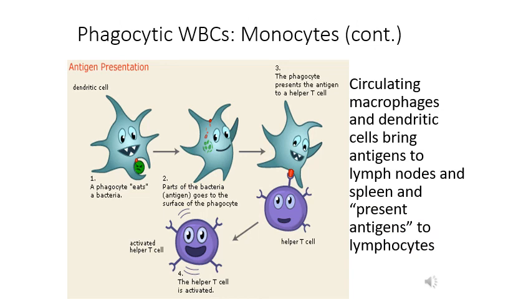I like how this picture shows you that the phagocytes eat the bacteria, but parts of the bacteria, the antigen, go to the surface of that phagocyte, and the phagocyte then presents that antigen to the T cell, because we want the memory to be happening. That's how they will activate and bring in that third line of defense, where we'll have some specific immunity and memory against that surface antigen.